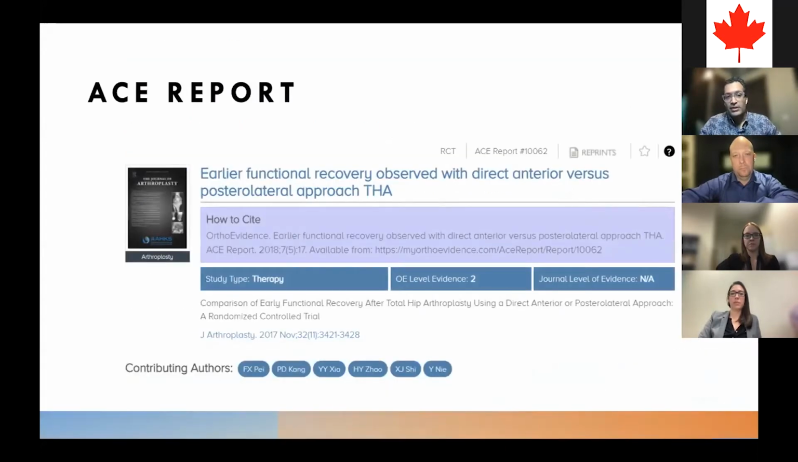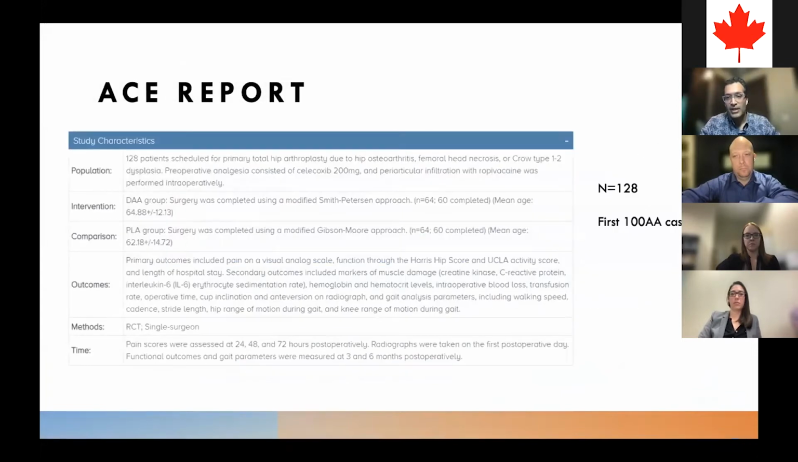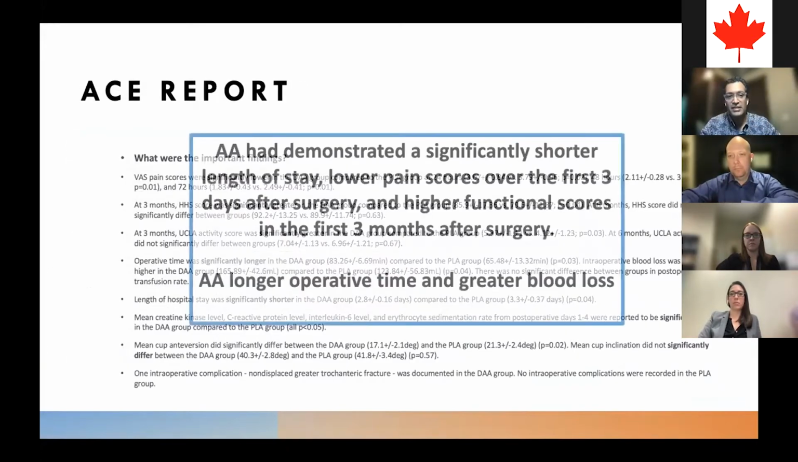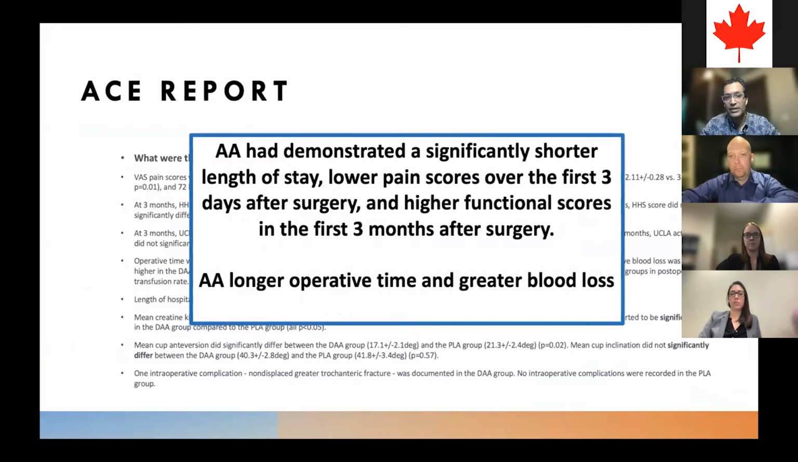In terms of early functional recovery, this ACE report basically looked at about 128 patients. They excluded the first 100 anterior approach cases to remove this concept of the learning curve. And what they demonstrated was significantly shorter length of stay, lower pain scores over the first 3 days after surgery, and higher functional scores in the first 3 months after surgery. They also identified longer operative time and greater blood loss.